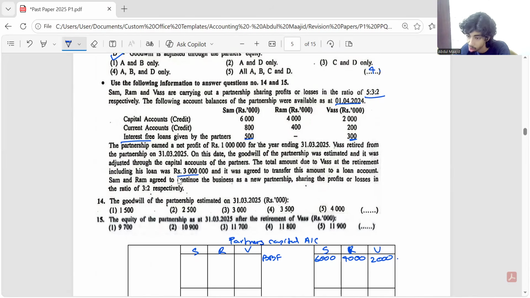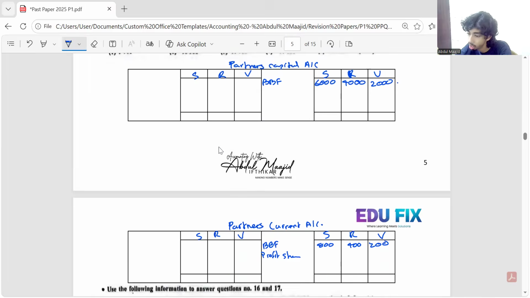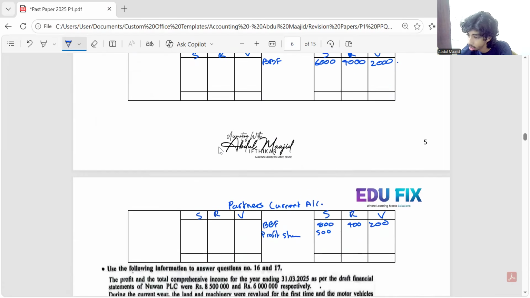Okay, then the profit for the year was 1 million, you have to divide it based on the profit sharing ratio 5 to 3 to 2. That's going to be 500, 300, and 200. So then the balances are 1,300, 700, and 400. Now here there is no drawing, so paid amount, you can just directly keep it like this. But for working purpose, I'll show. Because it's a part 1 question, you don't have to complete the table.